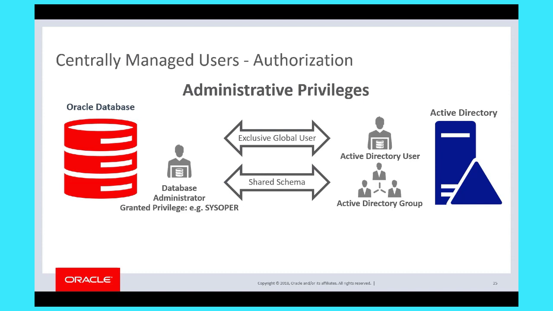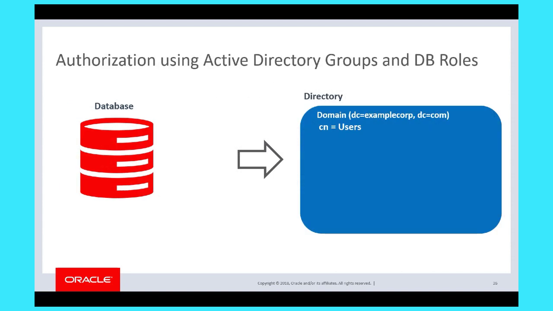For administrative privileges, it works the same way with centrally managed users as it does with enterprise user security. You're going to create your schema in the database. You're going to grant that user the appropriate administrative privilege, sysdba, sysrac, sysbackup, or syskm, and then map that schema in the database to either an exclusive user or a shared schema the same way you would any other user. Let's take a quick look at how this might work.